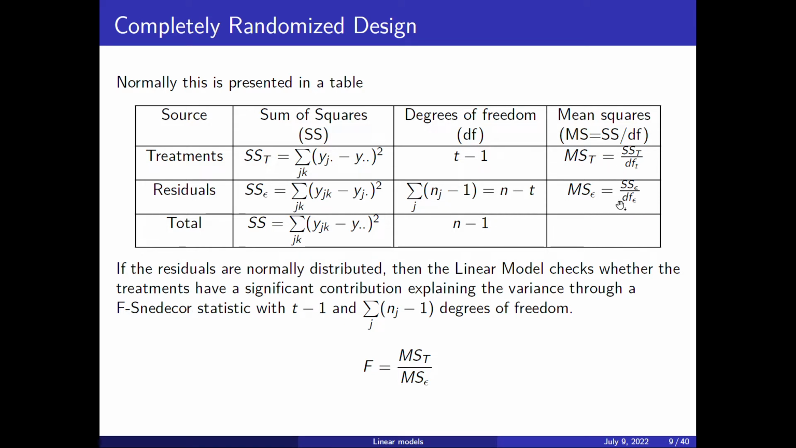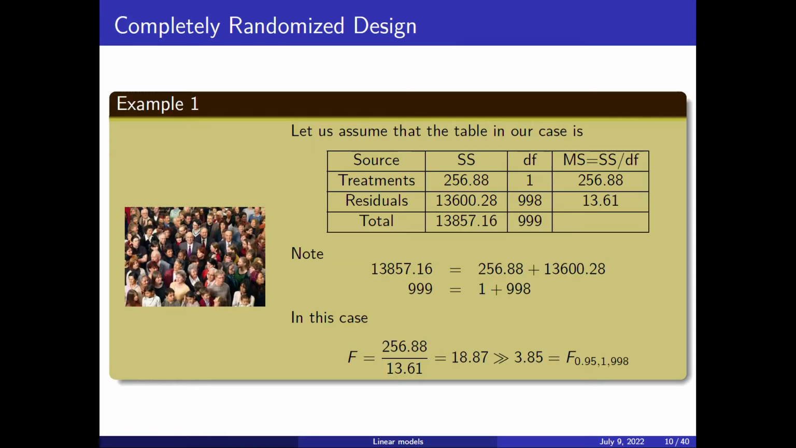This comparison is called an F-Snedecor comparison. You may remember the statistic that we used in the first session, the Z statistic, which followed a Gaussian distribution. Now it is an F statistic, and it follows an F-Snedecor distribution with t minus 1 and n minus t degrees of freedom. The numbers of degrees of freedom in the numerator and denominator participate in the definition of the distribution. Okay, so let's put numbers.